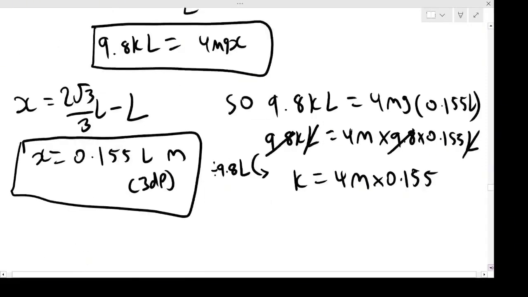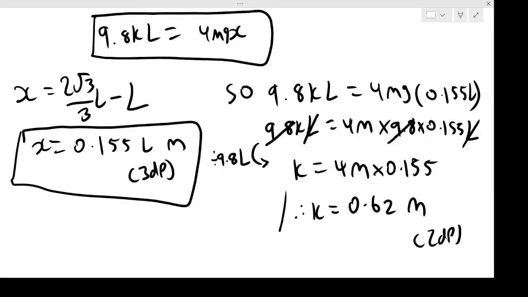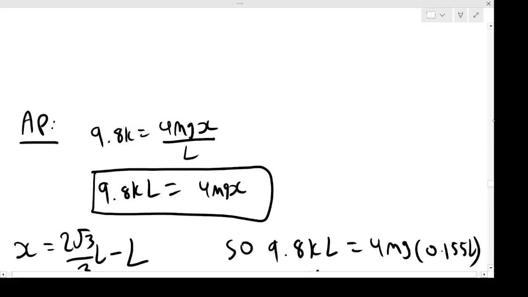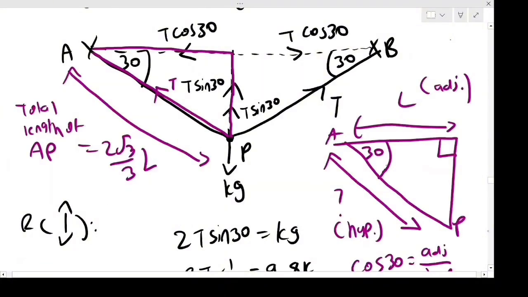And so there we are. We can then deduce that K is going to be 0.62 lots of M. And that is my answer. So the mass, which is K, is now in terms of M here. So again, that's the whole idea. Like with the last example, we can just consider one side, A to P, that string A to P there. Then we can work out the length using SOHCAHTOA and go from there. But that's it.